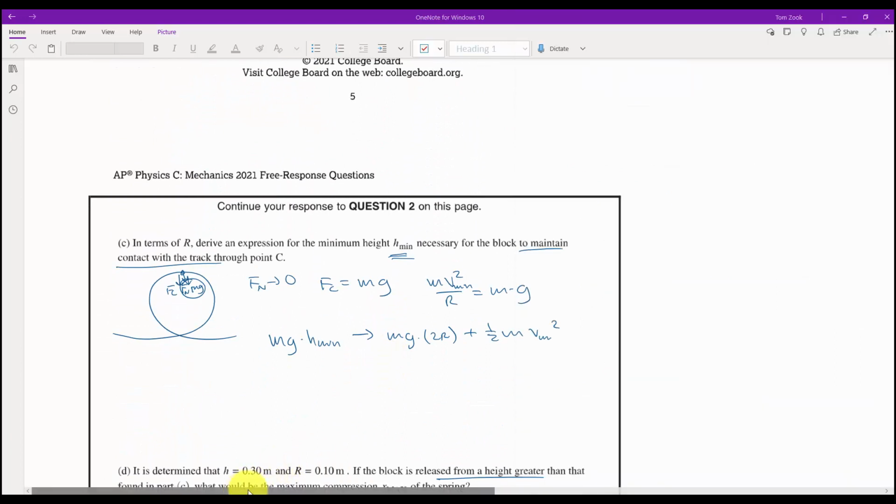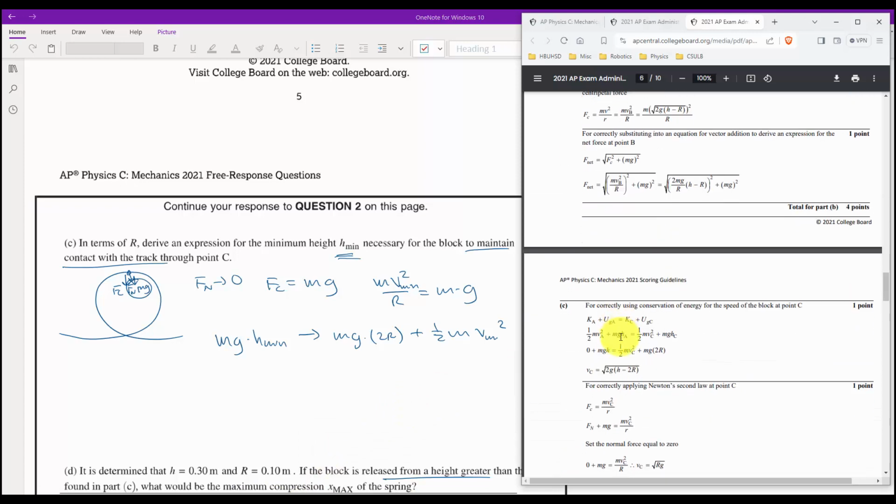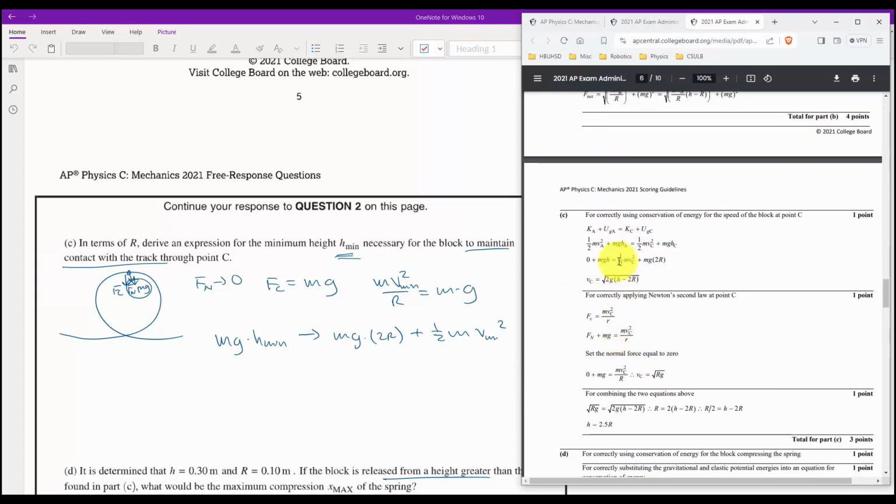And let's see here for this. Got to scooch the screen over here. Part C. For correctly using conservation of energy for the speed of the block at point C, that's 1 point. What? Like this whole thing is 1 point? Wait, hold on. So if you set this up and you solve for the velocity at point C, that's 1 point. So you have to do all of the steps to get this. For correctly using conservation of energy, it seems like that might get a point because we used conservation of energy. We just didn't solve it to an expression.